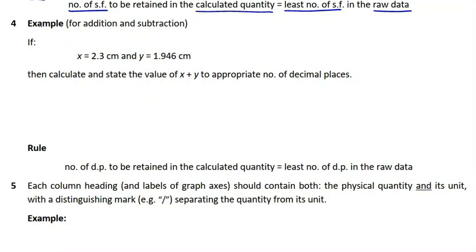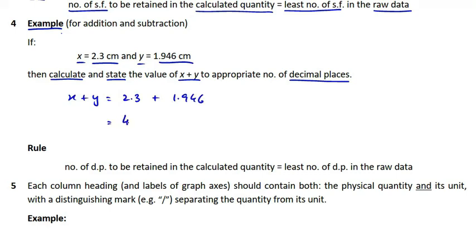Students, we will learn this rule with the help of an example too. If x is equal to 2.3 centimeters and y is equal to 1.964 centimeters, then calculate and state the value of x plus y to appropriate number of decimal places. Okay, students, let's calculate the value of x plus y first. X is 2.3 centimeters and y is 1.946 centimeters. So x plus y is calculated as 4.246 centimeters.